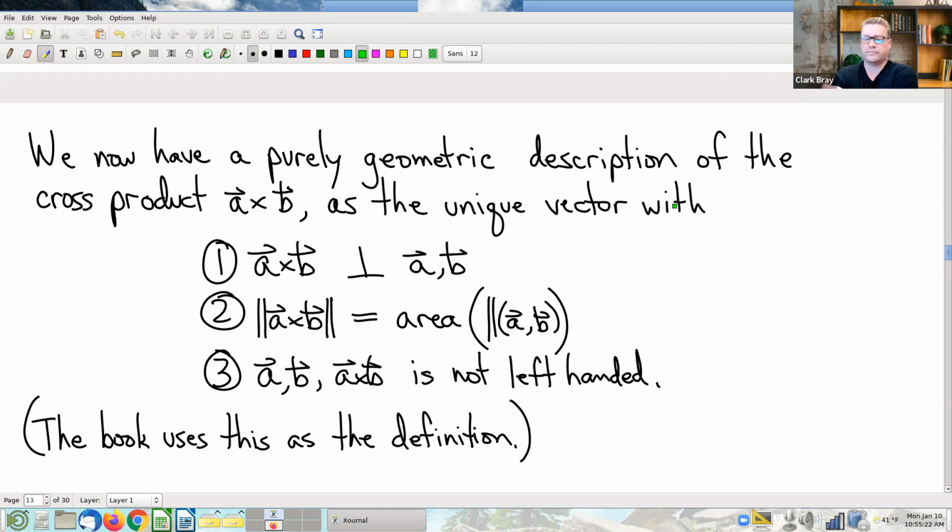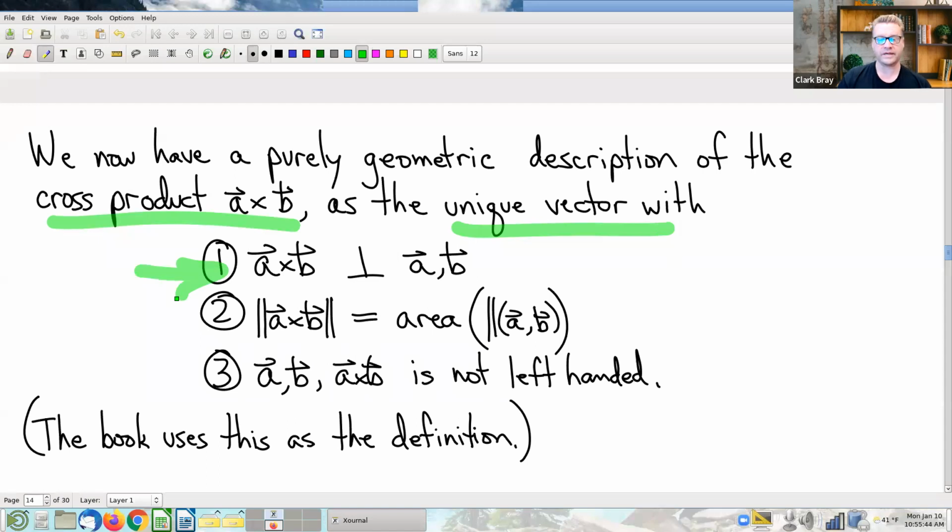There's a lot less brutal algebra. And if you take a look at the way the book does it, you've got to slog to get to those conclusions. So anyway, personal preference. But the definition that the book uses, what I'm going to call a conclusion, is that the cross product is the unique vector that has these properties.